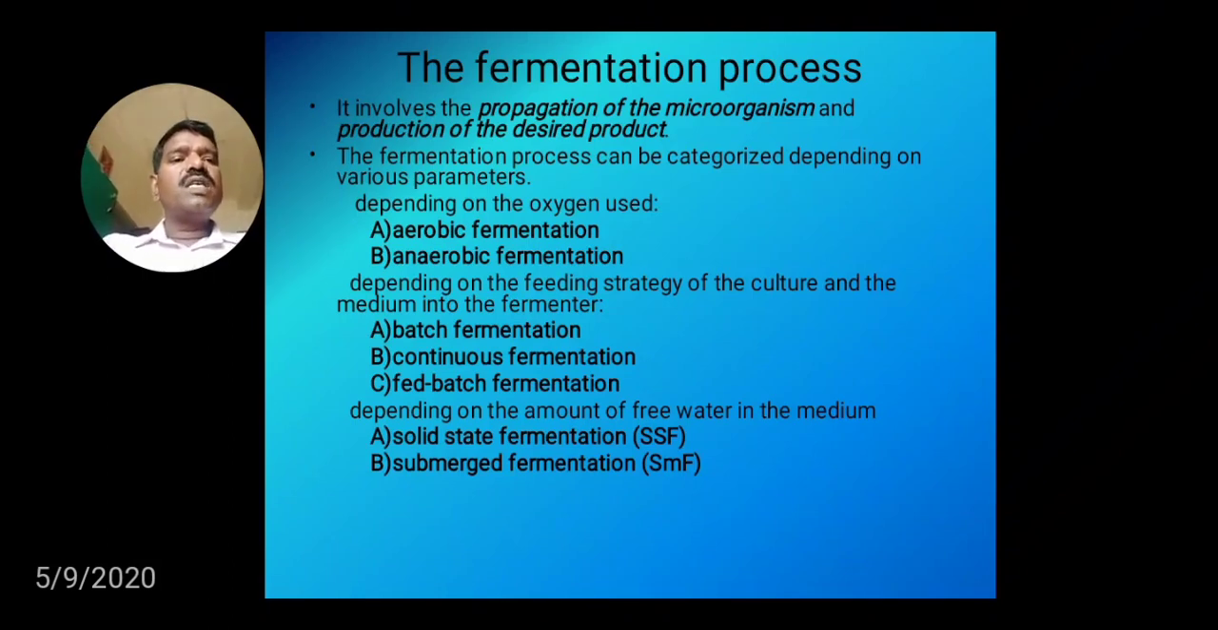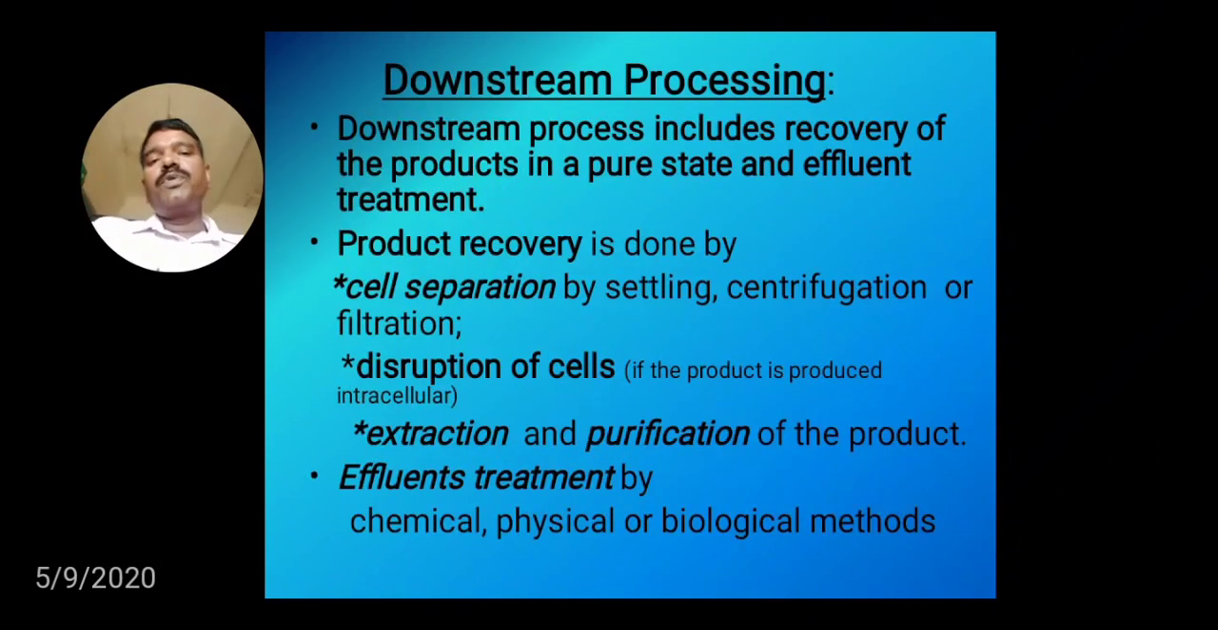The fermentation process can be categorized depending on various parameters. Depending on the oxygen used, fermentation process is categorized as aerobic fermentation and anaerobic fermentation. Depending on the feeding strategy of the culture and the medium into the fermenter: batch fermentation, continuous fermentation, and fed batch fermentation. Depending on the amount of free water in the medium, fermentation process may be categorized as solid state fermentation and submerged fermentation. The downstream processing.